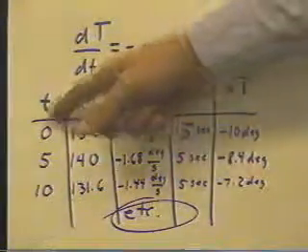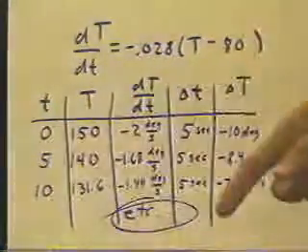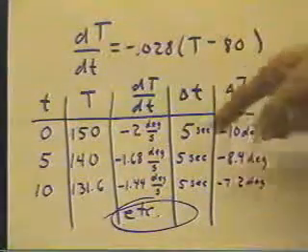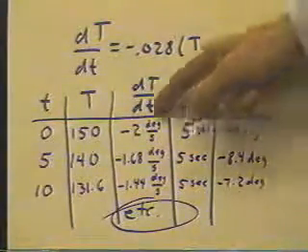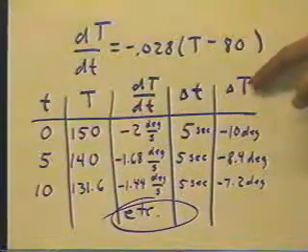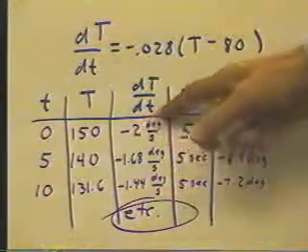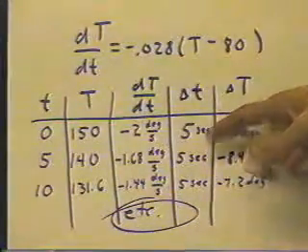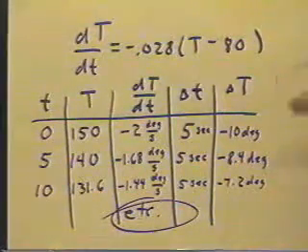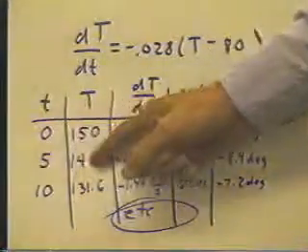If we want to predict the temperature at 5-second intervals, 0, 5, 10 seconds, we're going to take a time interval of 5 seconds, and we're going to ask ourselves, well, at -2 degrees per second over a time interval of 5 seconds, how much change of temperature do we have? The answer to that's fairly obvious. At -2 degrees every second, then in 5 seconds, temperature is going to change by -10 degrees. That's going to bring the temperature down to 140 at the t equals 5 mark.